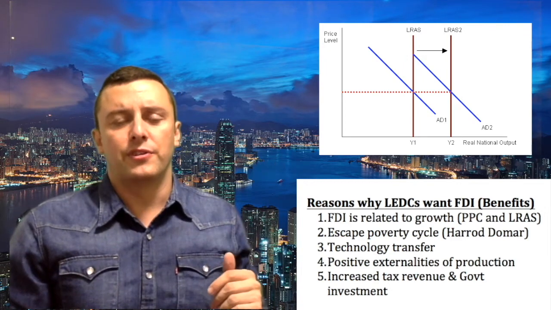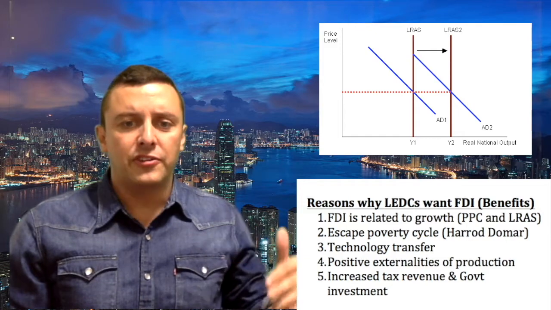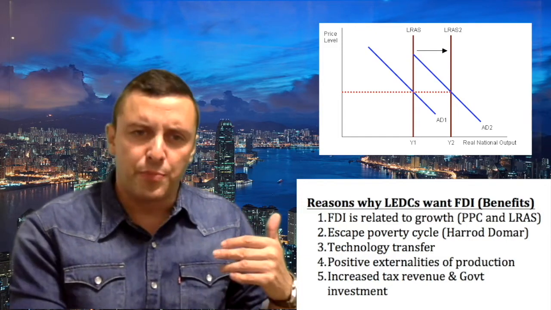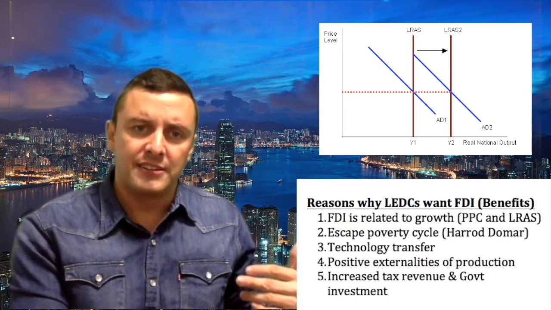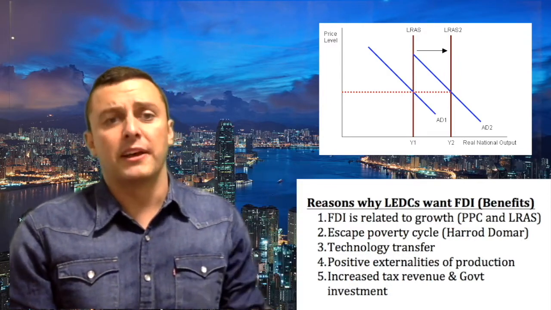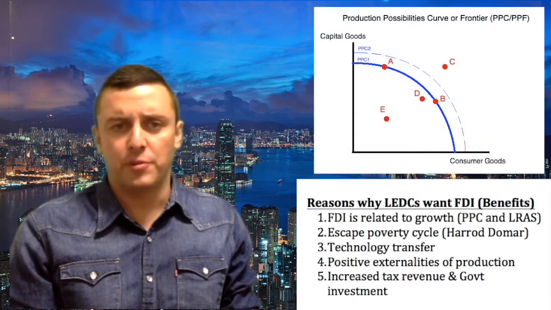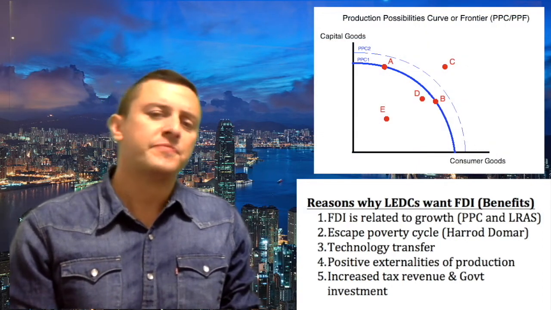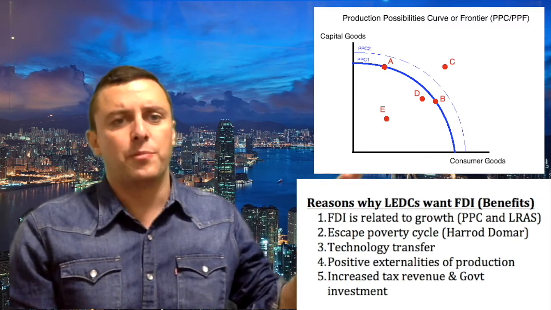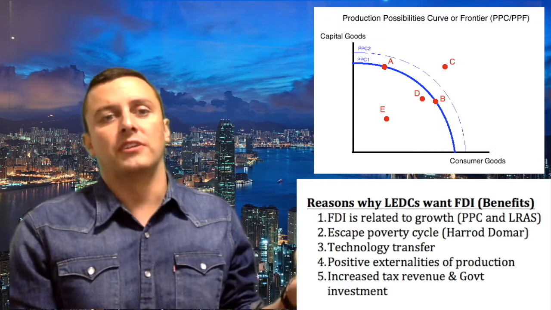With the increase in foreign direct investment, you will increase incomes, increase productivity, and increase technology, and therefore there will be a shift in the long run aggregate supply. Now you can also show this in the PPC diagram, the production possibilities curve, and that shows a shift in the production of two goods, consumer goods and capital goods.